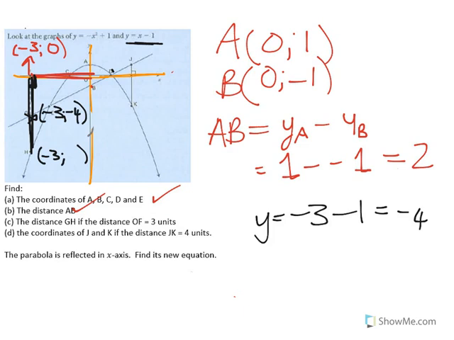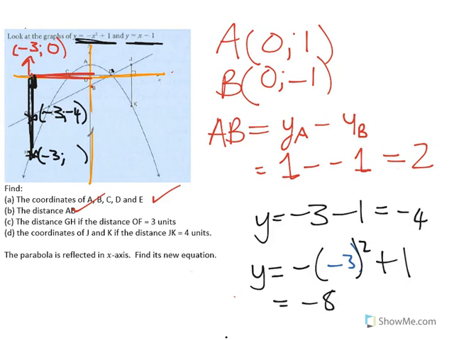So -4. And then H is on the parabola, which means we can use the parabola function to figure out what the y coordinate of H is. So we're asking ourselves, when my input is -3, what is my output, right? And if you work that out, you should get -8.